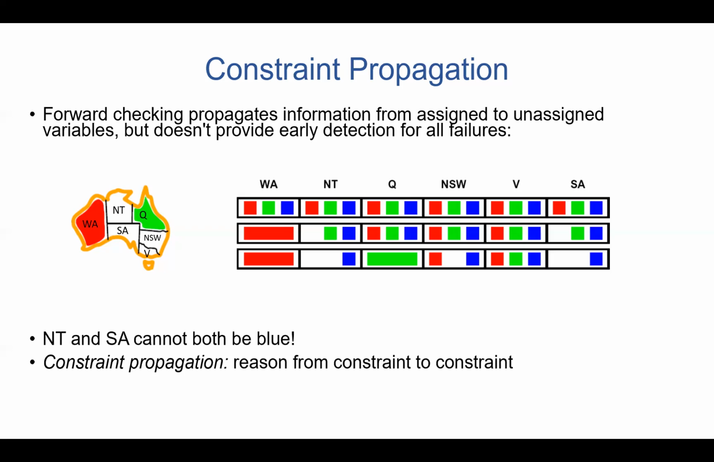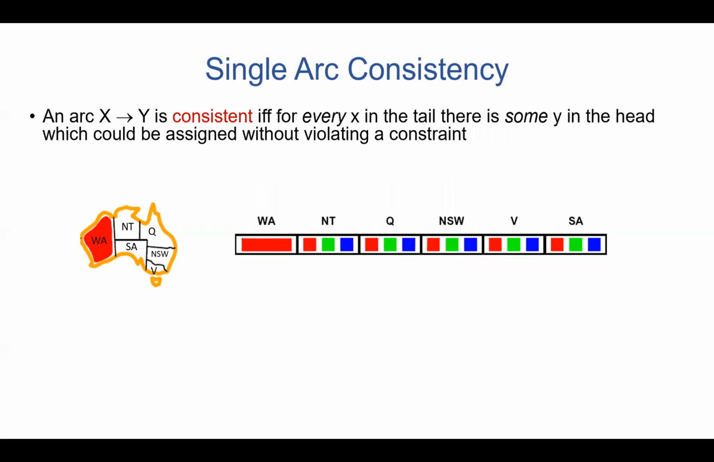Constraint propagation: reason from constraint to constraint instead of variable to variable. Okay, so how can we do that? Well, we first basically go with the single arc consistency. We look at each arc. So you see, we have different arcs, right? Because Western Australia has a connection with Northern Territory and Southern Australia. So Western Australia has an arc from WA to NT and WA to Southern Australia, right? So that's how we create a graph.